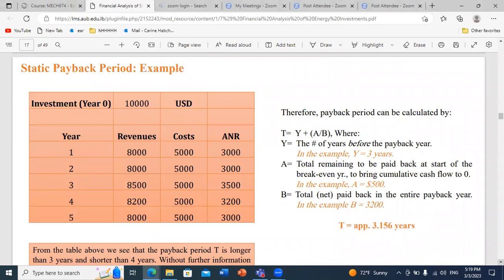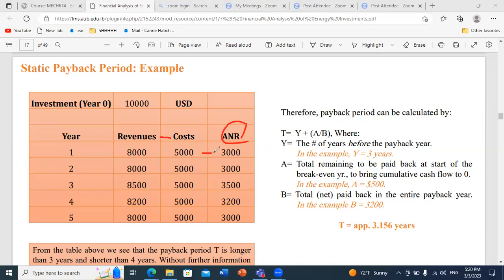Now, another example. Let us say we want to determine the static payback period for the following investment. Here, we pay at the initial state 10,000 USD. It is the initial investment at year 0. And here we have, for each year from year 1 to 5, the revenues and the costs. Given the revenues and the costs for each year, we can calculate the annual net revenues by subtracting cost from revenues.